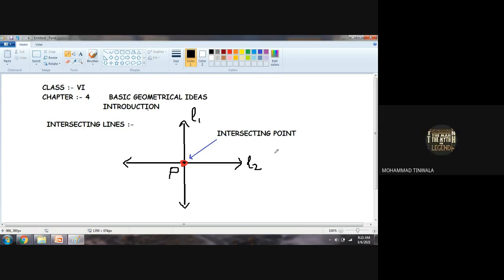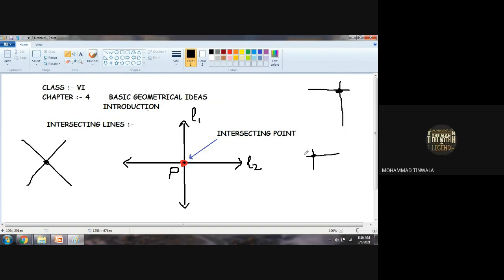So lines can be in any direction. See, let me tell you. Straight, it can be cross also, and the point name can be anything. This is said to be intersecting line, because it is intersected from both the sides. It can be in any direction like this also. Then the intersecting point is over here. It can be in this direction. Lines can be intersected in any direction.